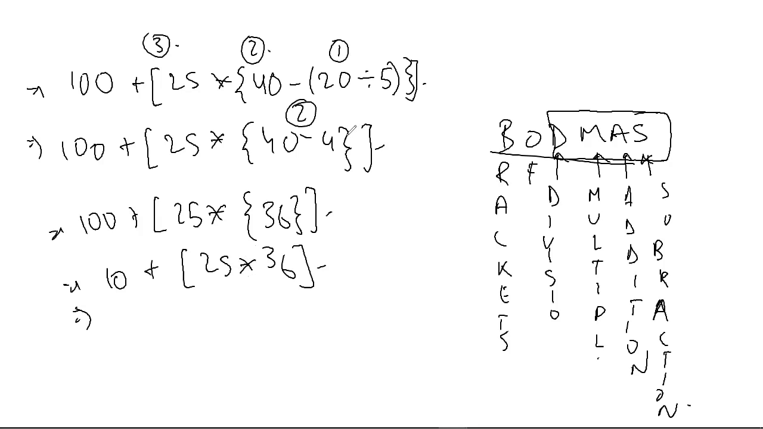So 25 into 36 is 900, and that would be 1000.